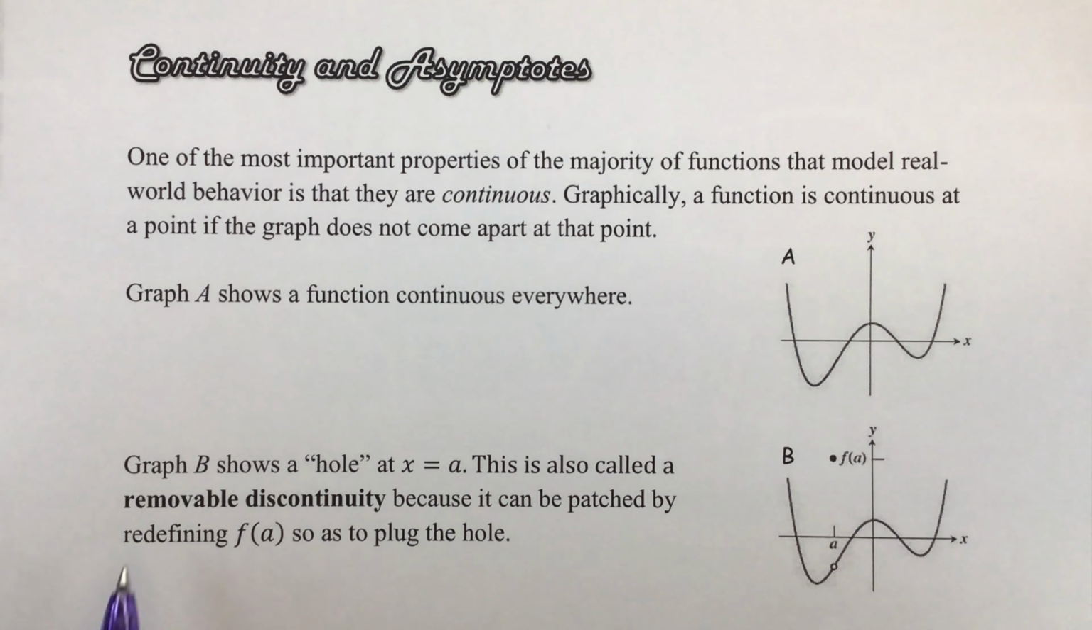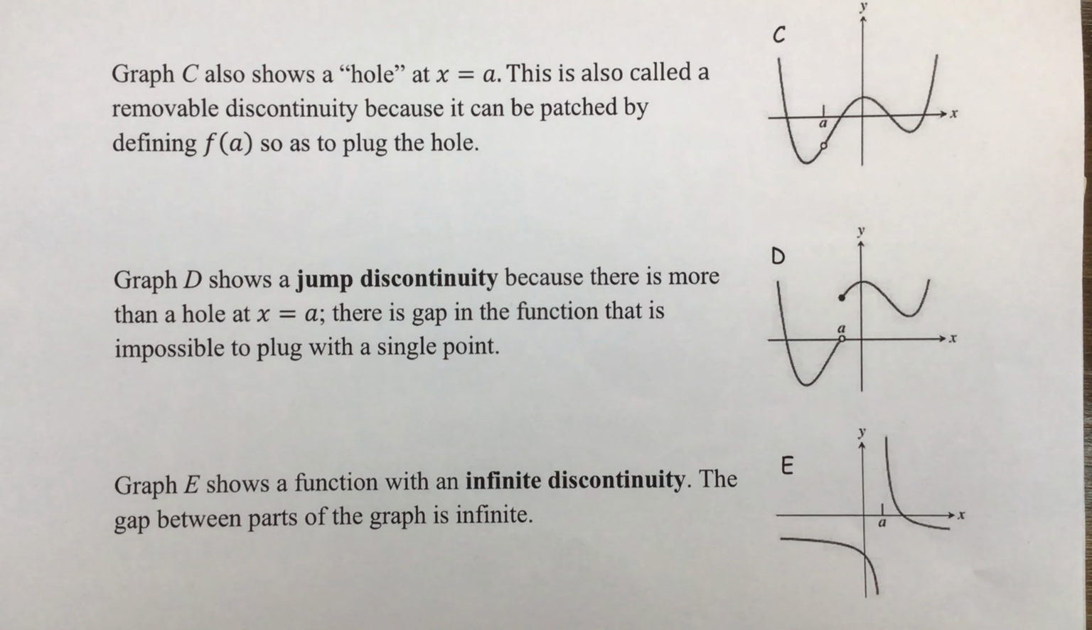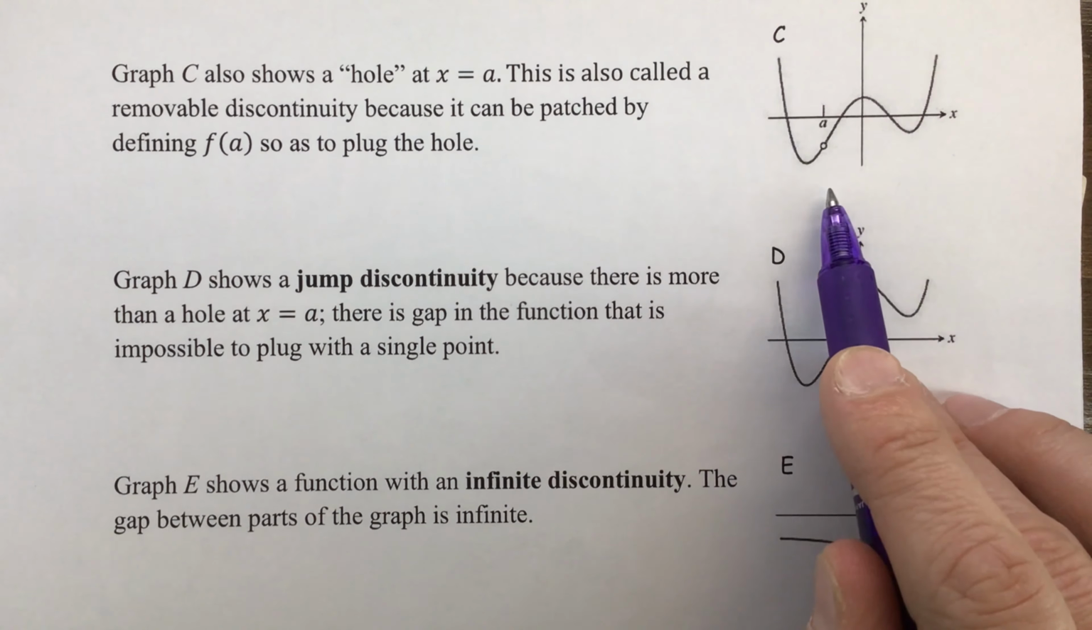Graph C also shows us a picture of a removable discontinuity. The graph basically looks like what we saw for graph B. We do have a hole here at a. We do not have a value that is located above it or maybe below it that you could push into that spot and patch it. However, if you could imagine creating a value that would easily plug into that spot and make it continuous, we can still refer to this as a removable discontinuity.